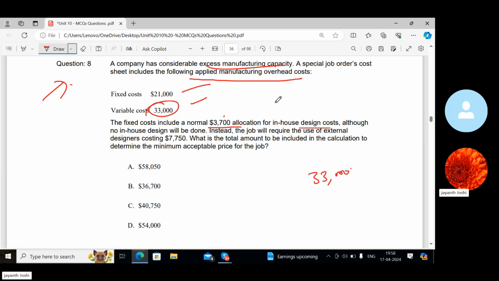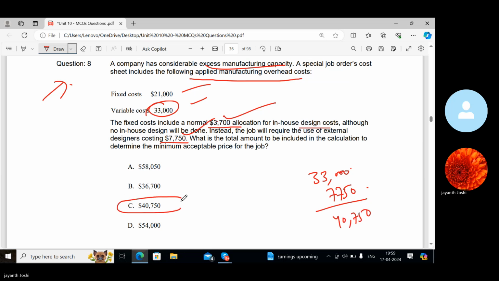The fixed cost is this. Although no in-house design will be done, instead the job will require the use of external designers costing this much. So this is also something we are taking as a service from someone else, right? External design, yes. This is also an incremental cost. So both of these we have to recover, correct? Since we have to recover it, this is a relevant cost.